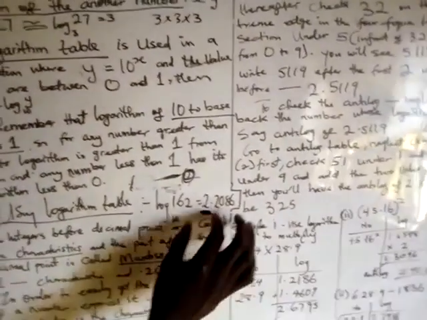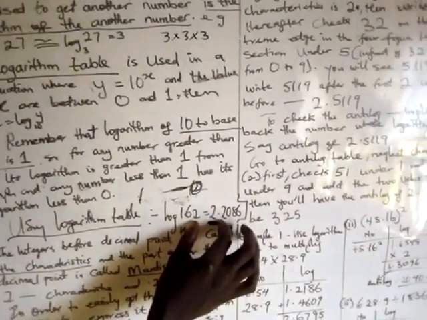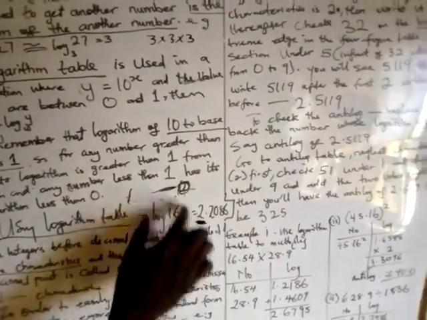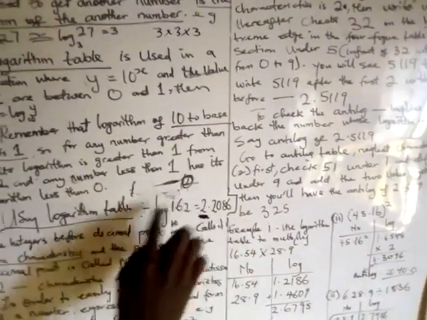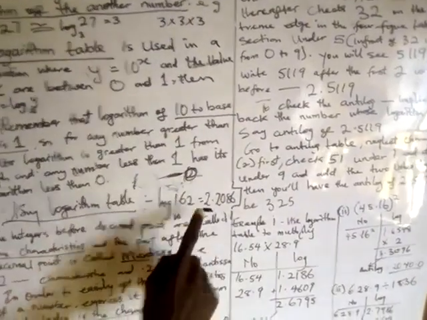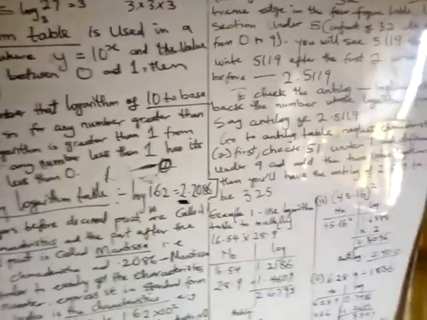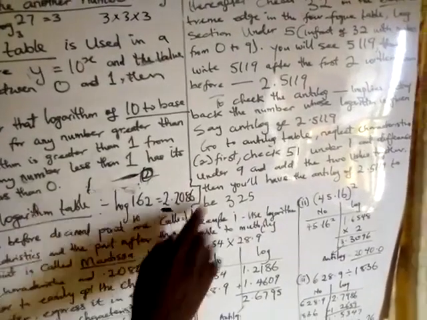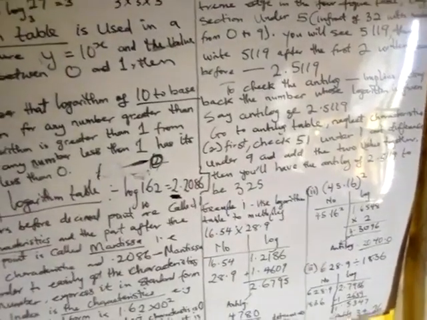So the first thing you must work on is to know the characteristic. Once you look at the number and its digits, you know the characteristic. Then you open your 4-figure table. Inside the 4-figure table you find the mantissa, which is the decimal part of that number.